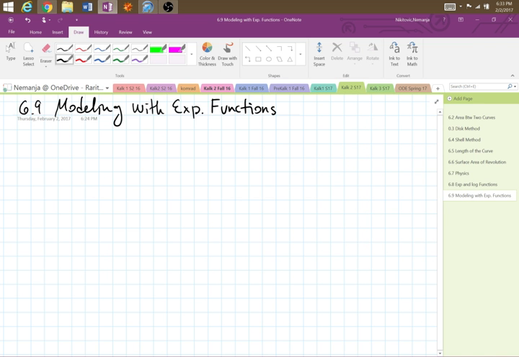Hello and welcome back to Calculus 2, section 6.9, modeling exponential functions, or exponential modeling. A lot of areas of human endeavor involve exponential modeling with exponential functions.